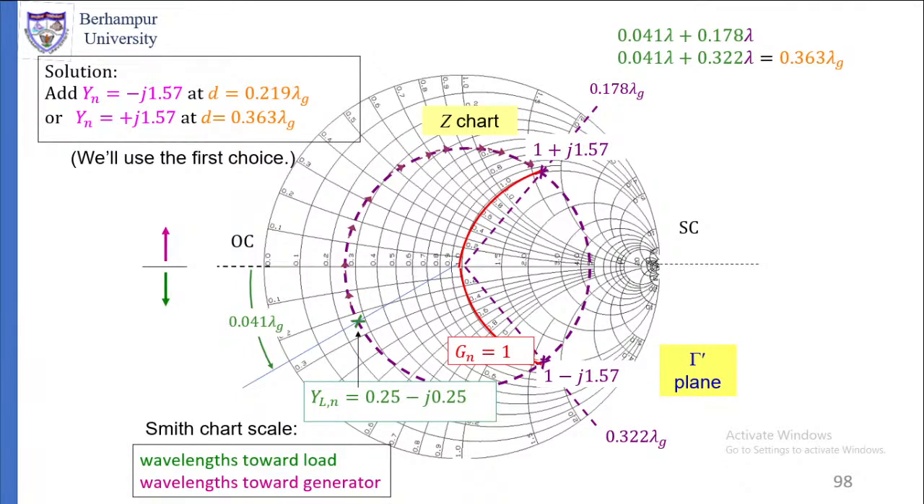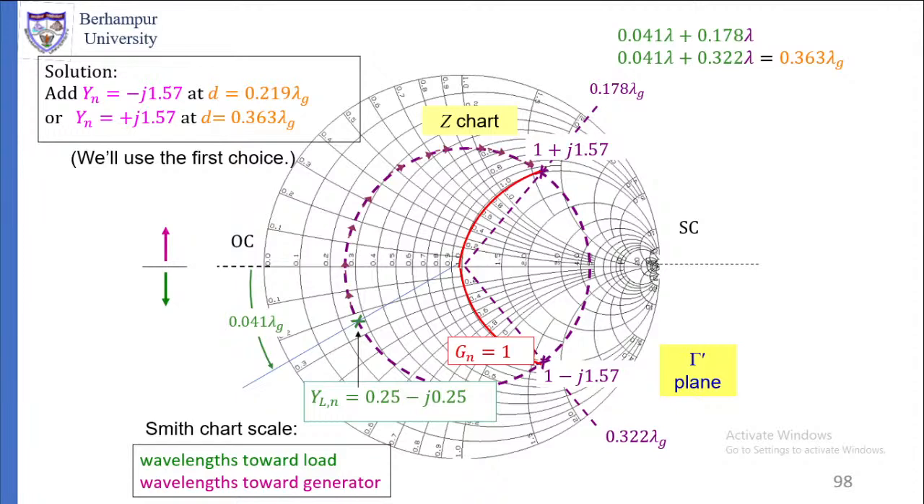Once you measure it on the Smith chart, you will see that the open circuit is at 0.5, and whatever is the distance for this point that you find out, you take the difference, 0.5 minus that distance. That will give you 0.041 lambda g. You can see that in the green lettering. The green part shows you the wavelength towards the load, because we are using the Smith chart as an admittance chart, and the pink shows you the wavelength towards the generator. So towards the load, the distance is 0.041 lambda g.